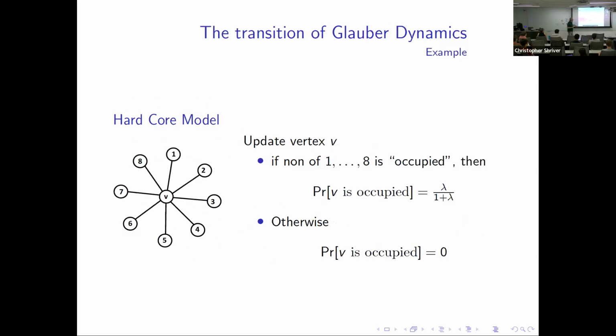Let's see an example. What happens with the Glauber dynamics for the hardcore model? Suppose that we have this star graph, and we want to update vertex V, right? If none of the rays 1 up to 8 is occupied, is in the independent set at time t plus 1, V gets into the independent set, becomes occupied, with probability lambda over 1 plus lambda, where lambda is the fugacity. Otherwise, for example, if 6 is in the independent set, then we cannot put V into the independent set. So V becomes occupied with probability 0.